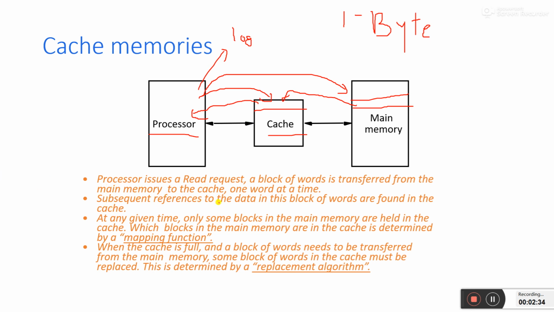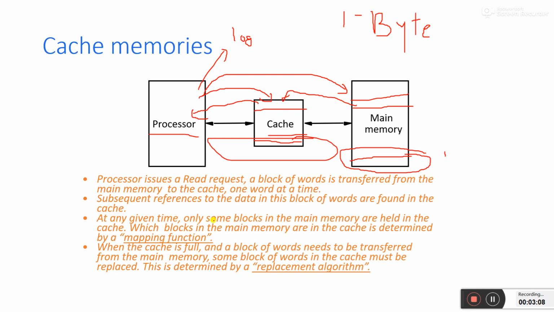Subsequent references to the data in the block of words are found in the cache. The block of words is fixed in size. Whatever the block of words is in the cache is the same as the block of words in the main memory. For example, if the block is 16 bits in the main memory, the block in the cache will also be 16 bits.